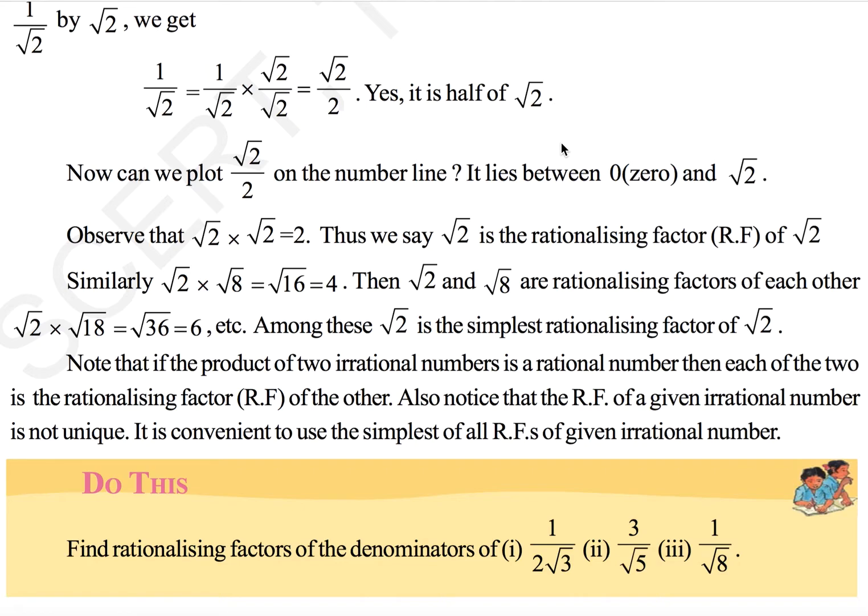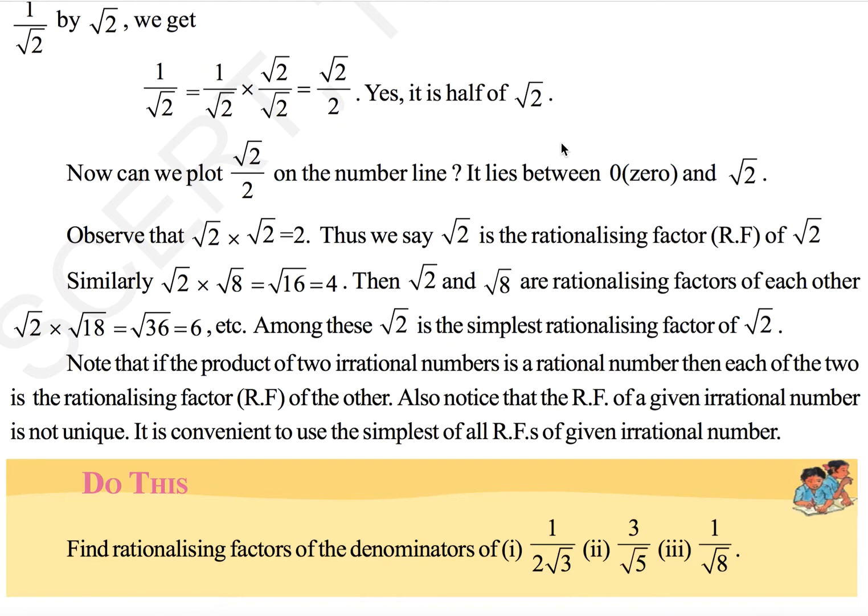So, what is the rationalization factor? If you multiply root 2 with root 2, it becomes rationalized. It becomes a rational number. And similarly, root 2 into root 8 also becomes a rational number, root 16 is nothing but 4. Similarly, if you multiply root 2 with root 18 also, you will get 6.